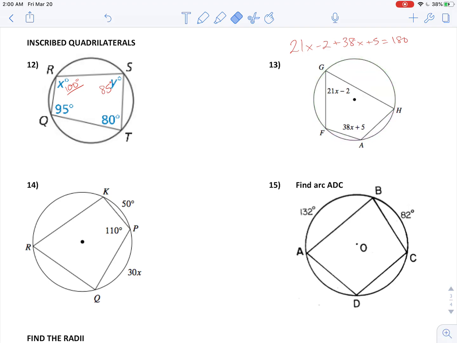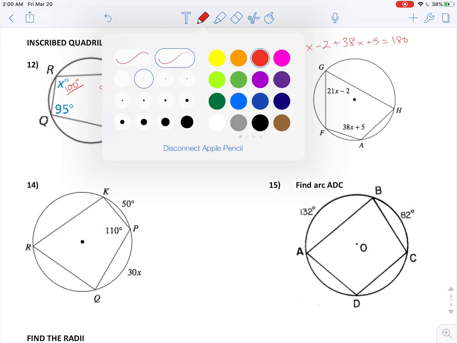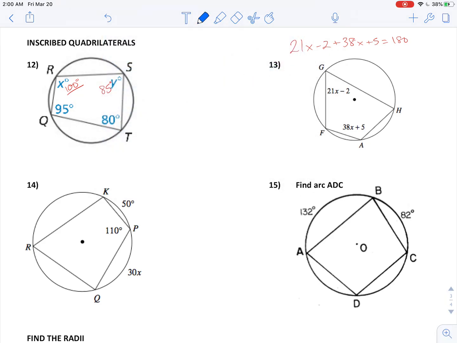So a whole circle is 360. But these inscribed angles are just half of these arcs, or half of 360. So they must add to 180. So now I've got 59x equals 177, x equals 3.